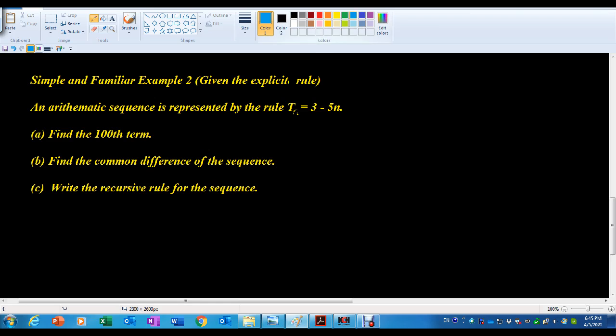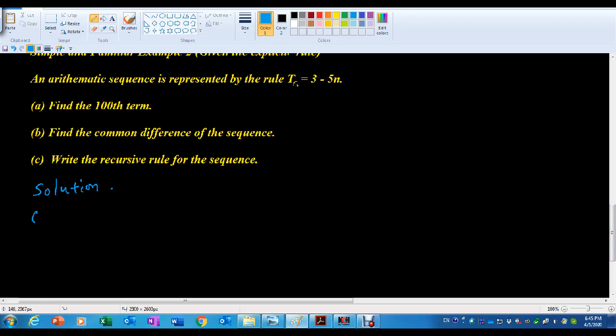Again, you might pause the video and try to think about it for a while. Try to work it out in your notebook, and you could check the answer after I show you the solution. Okay, so let's see how we could find the answer. Find the 100th term. So that means this one. So the answer will be minus 497.